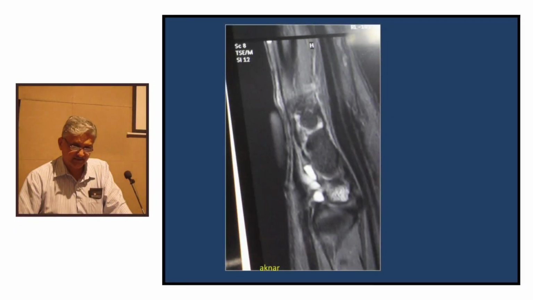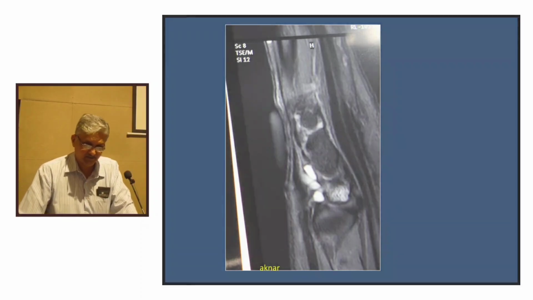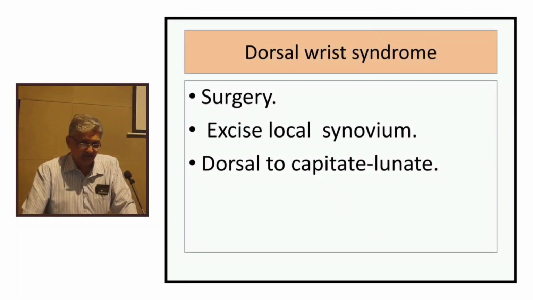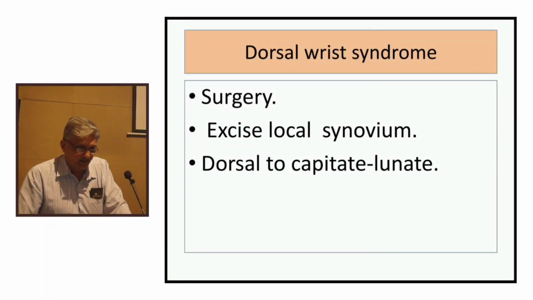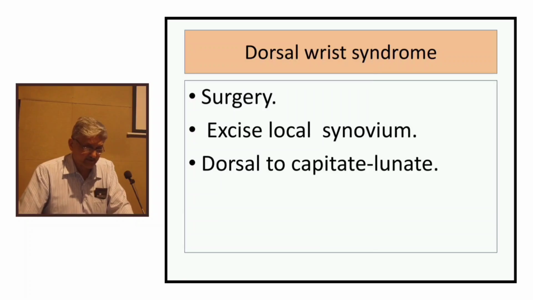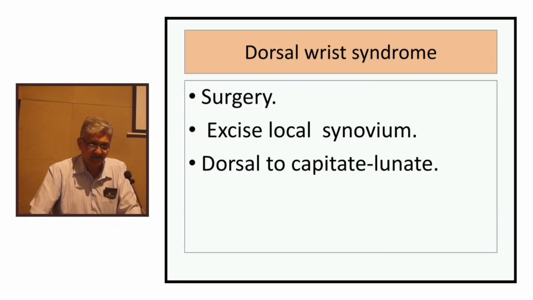Dorsal wrist syndrome is another entity where point tenderness is there. If you take an X-ray, you will see a localized synovitis at the dorsal aspect of the capitate and the lunate. This is a localized synovitis. This is dorsal wrist syndrome. Treatment is surgical. Excise the local synovium, and this synovium is localized to capitate and lunate.